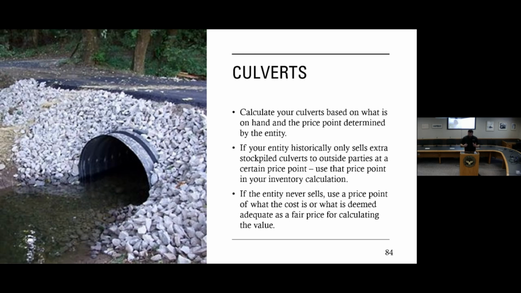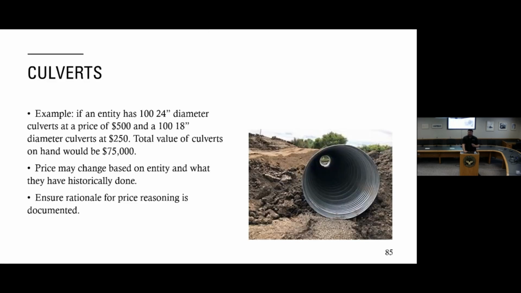You really want to do what you have done historically, so you know what to do, and then measure it, and whatever you do, just make sure it's documented. You have rationale for your price reasoning. I have an example here also. So let's just say there's 100 24-inch diameter culverts at a price of $500, and 100 18-inch diameter culverts at $250. You would take the 100 times the 500 and the 100 times the 250, and you come up with $75,000.